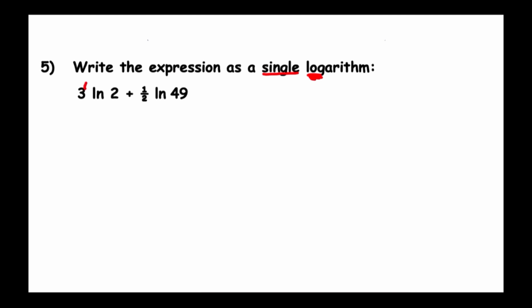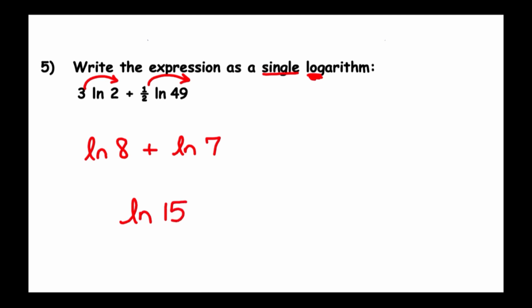Let's go ahead and bring this 3 up, and we'll bring the 1/2 up. It's kind of like throwing the cat back up into the tree. I mean, we wouldn't do that quite as often, but it's still okay to do, mathematically at least. So this is going to be natural log of 2 to the 3rd, which would be 8, plus natural log of 49 to the 1/2. And of course, 49 to the 1/2 power is 7. Natural log of 8 plus natural log of 7 is natural log of 15.